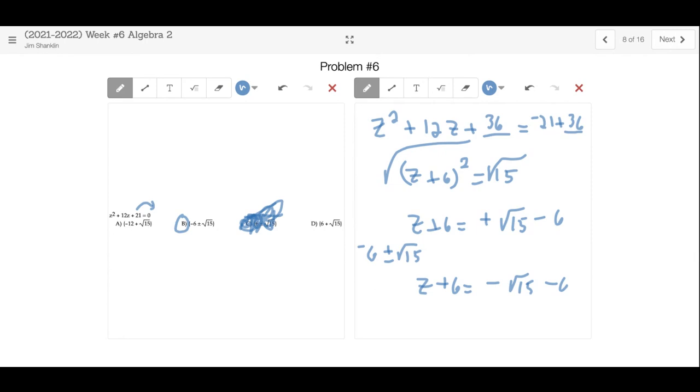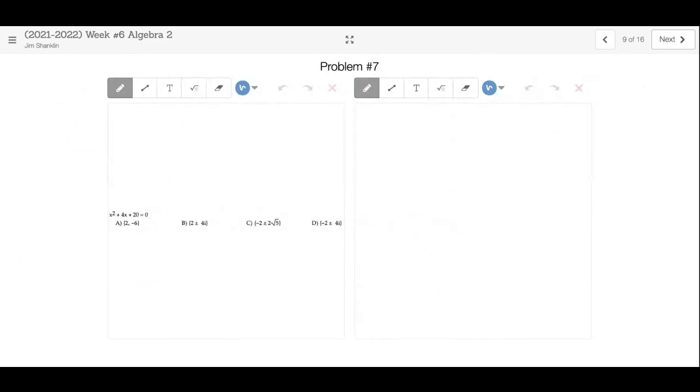All right. Problem number 7 on this week's practice. Let's see what it is. Oh no, that's way too easy. All right. Which way would you guys do it? Do you guys like completing the square better than quadratic formula?